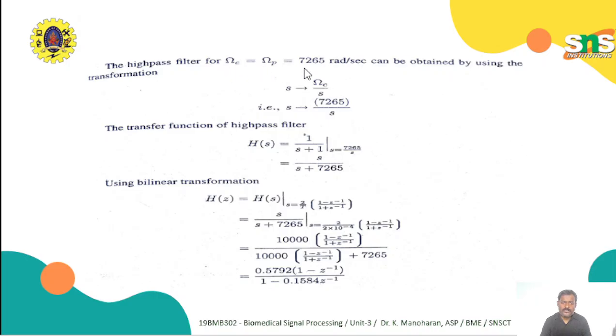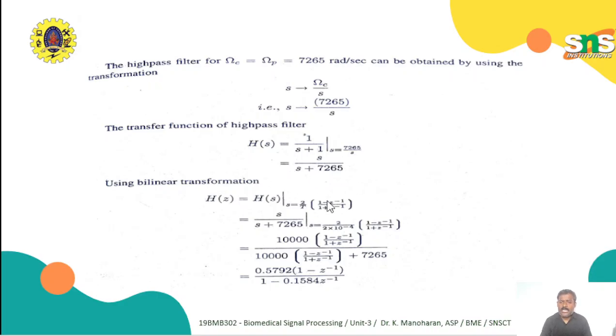So omega c equals 7265 radians per second, and s should be replaced by omega c by s. In a low pass filter we normally replace s by s by omega c; in a high pass filter we replace it by omega c by s, just opposite. So omega c equals 7265, and s is replaced by 7265 by s. H of s equals 1 divided by s plus 1, so replacing s, it becomes 1 divided by (7265 by s plus 1). Cross multiplying and taking the common denominator, s comes to the numerator, so it becomes s divided by s plus 7265. This is the transfer function of the high pass filter.